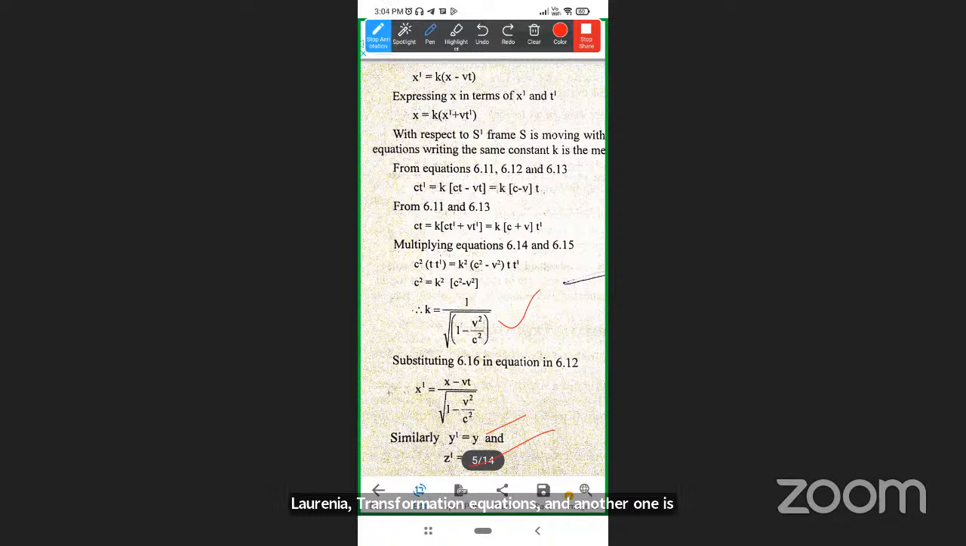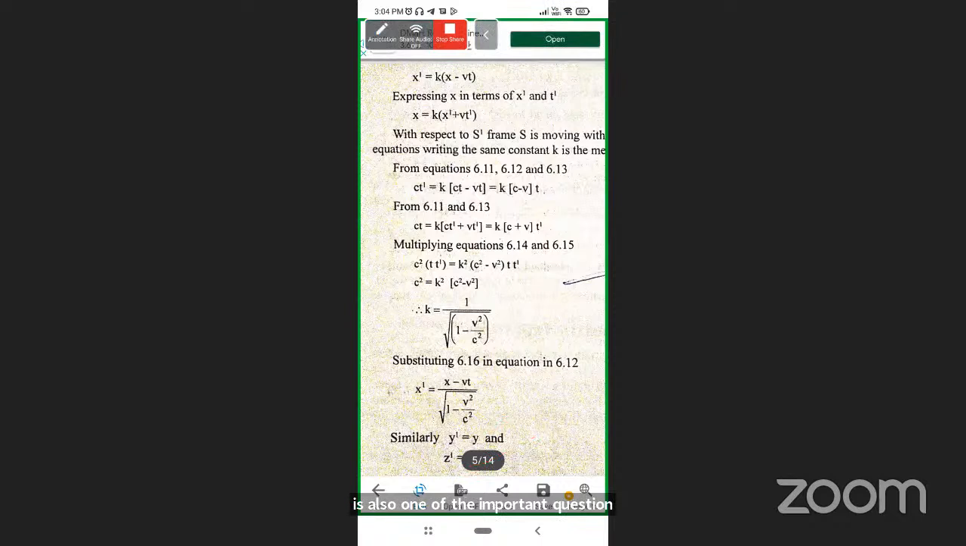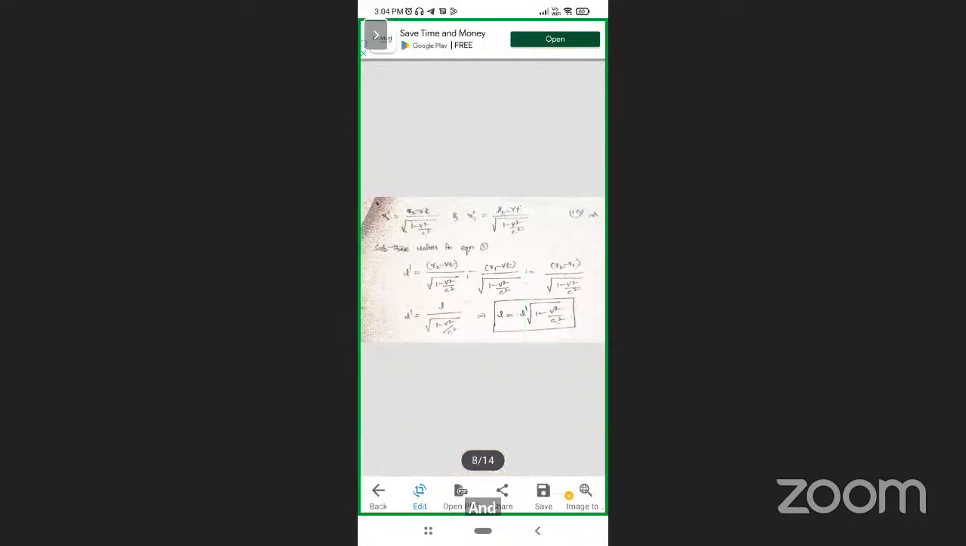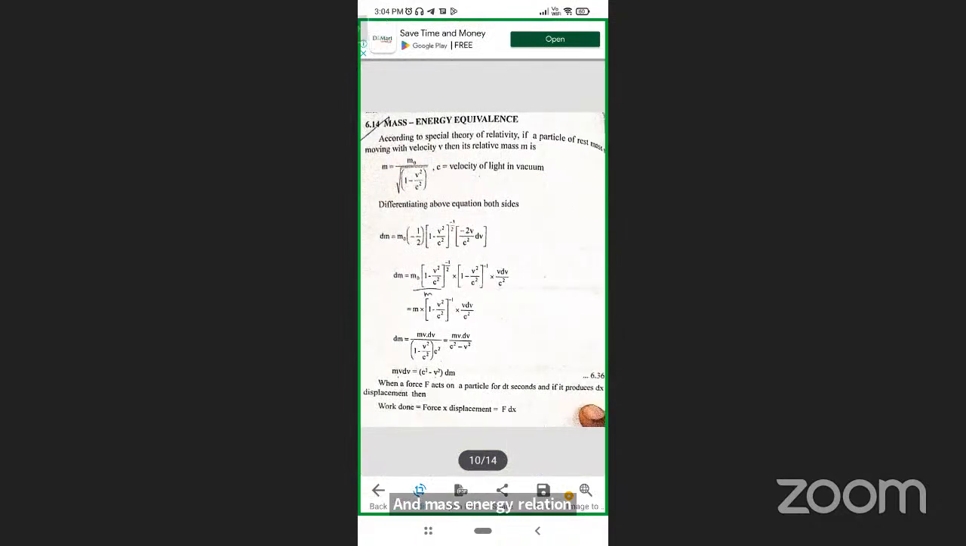Another one is the Einstein equation, that is the mass energy relation, and that is also one of the important questions. This is the mass energy equation, and this is also called the Einstein energy relation equation.